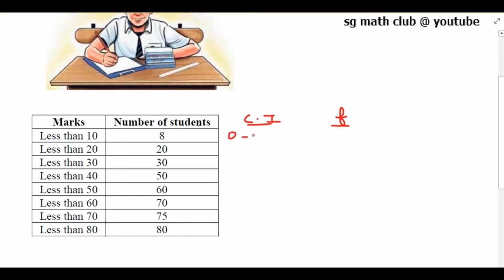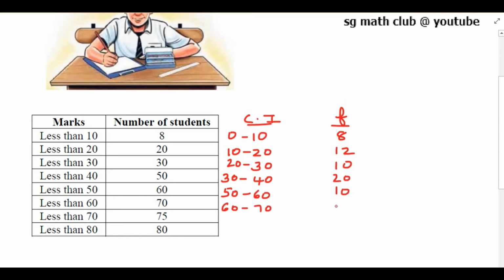So 0 to 10, 8 students have scored 0 to 10. Again 10 to 20, we have to subtract 20 minus 8 is 12. 20 to 30, between 20 and 30, 10 students have scored. Again 30 to 40, 50 minus 30, 20 students have scored. 50 to 60, again 10 students have scored marks. 60 to 70, again 10 students, because 70 minus 60, you have to subtract the number from the preceding number.